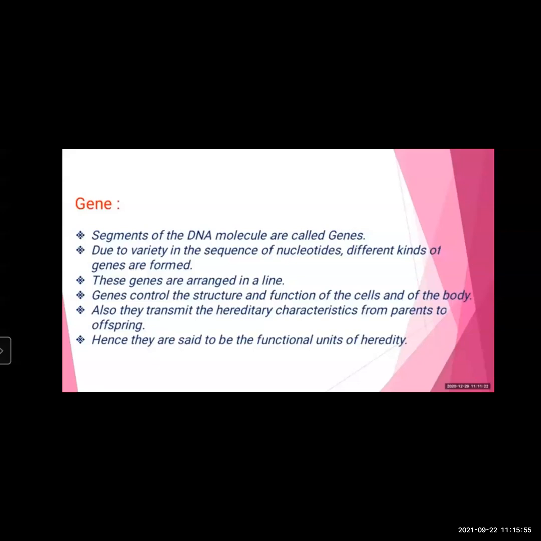Then the next part is gene. So a small segment of the DNA is called a gene. Due to variety in the sequence of the nucleotides, different kinds of genes are formed. These genes are arranged in a line on the DNA. Genes control the structure and the function of the cells of the body. They also transmit the hereditary characters from parents to offspring. So they are also called the functional unit of heredity.